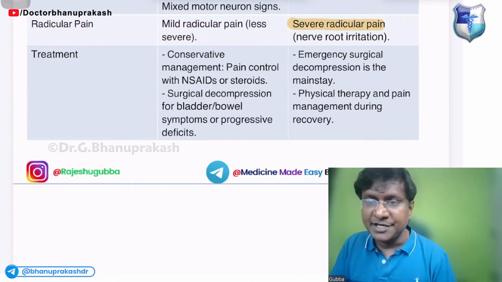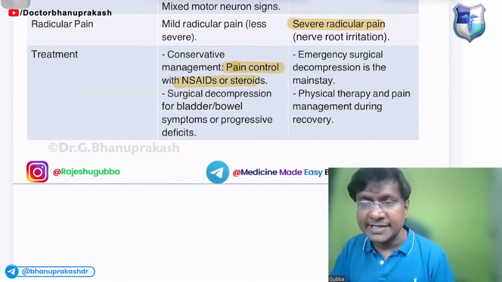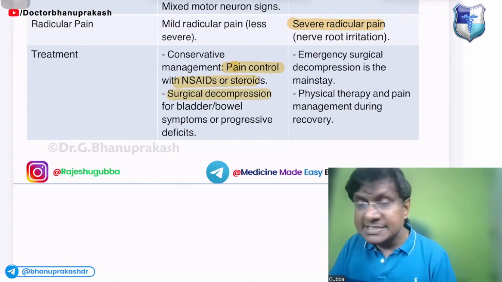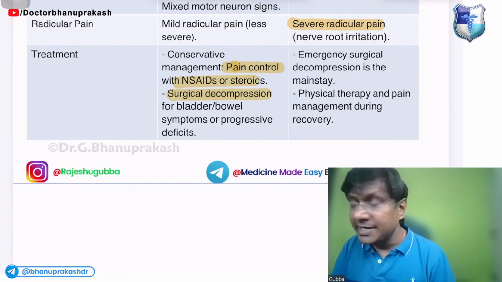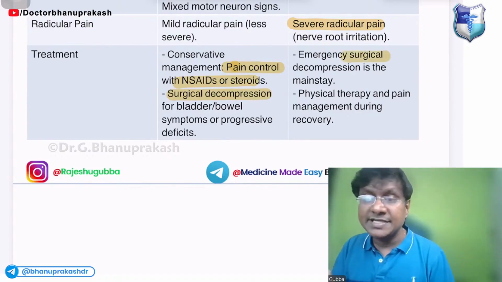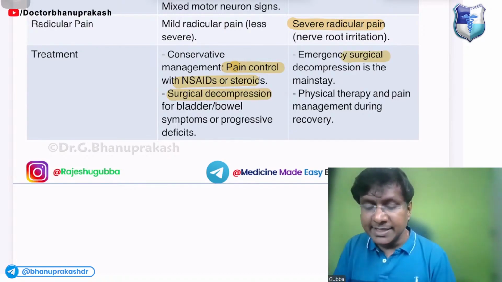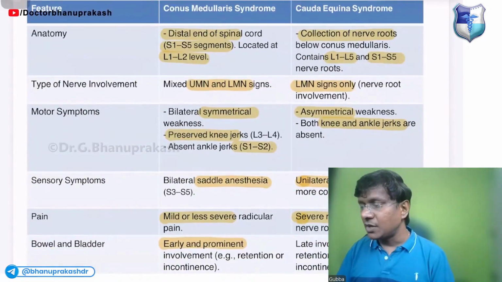And how do you treat these patients? In case of the conus medullaris, pain control should be done with the NSAIDs or the steroids. And these patients have to undergo surgical decompression for bladder and bowel symptoms. Whereas in case of Cauda equina, you need to do emergency decompression. That is the mainstay of treatment in case of the Cauda equina as well. So in both of them, surgical decompression plays a very, very important role in the treatment. Okay. So this is about your conus medullaris as well as Cauda equina.